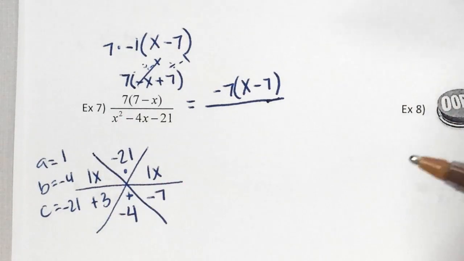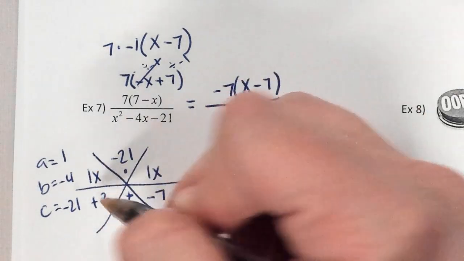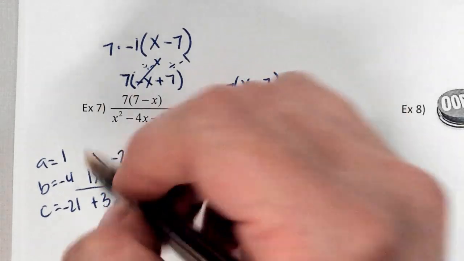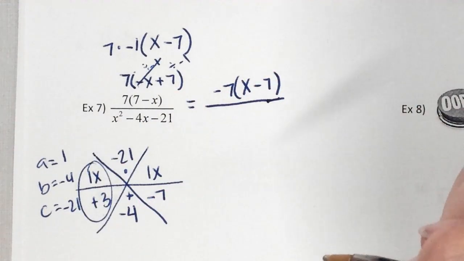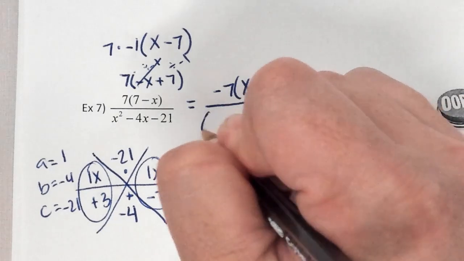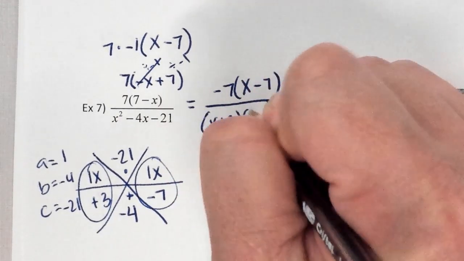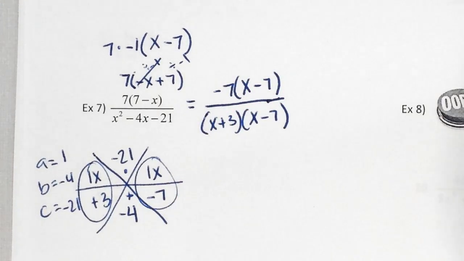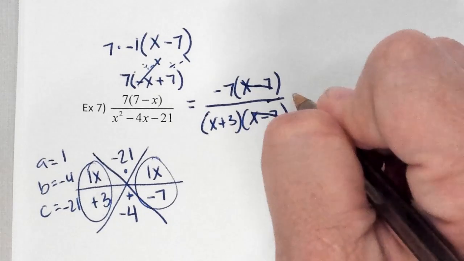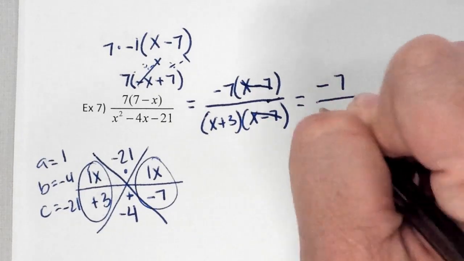Now, next thing we check for is do the sides simplify. Does 1/3 simplify? No, so that's a factor. Does 1/7 simplify? No, so that's a factor. So we have x plus 3, x minus 7. I don't have to put the 1. If I do, am I wrong? No. What matches? And we're left with -7 over x plus 3.